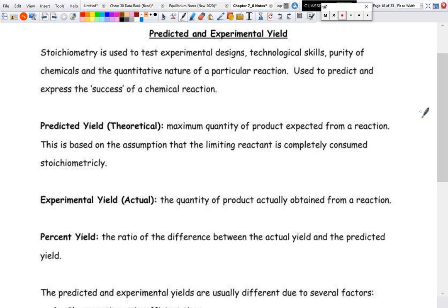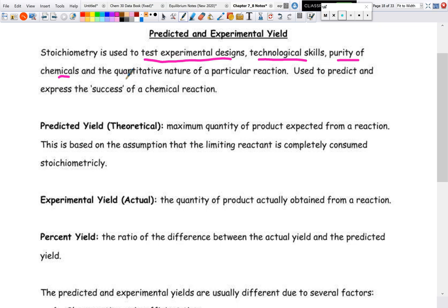Alright, welcome back. So let's look at our last lesson for this week, where we are going to be looking at the difference between predicted and experimental yield, but mostly our lesson is going to focus on percent yield, just another way to calculate how well an experiment has gone. So just remember, stoichiometry is used to test experimental designs, technological skills, purity of chemicals, quantitative nature of particular reactions. It's used to test a whole bunch of things.